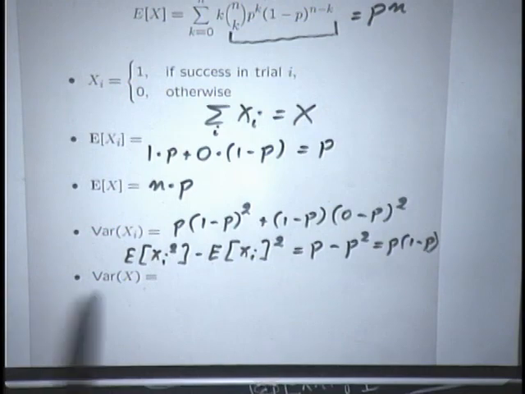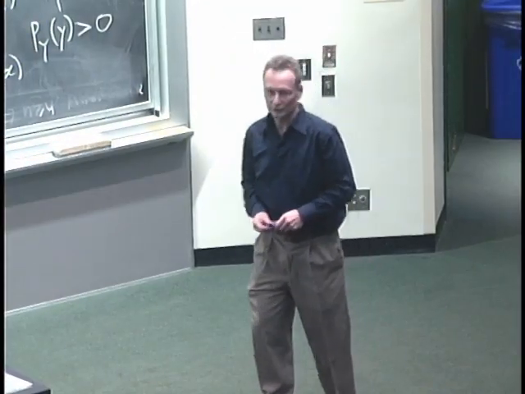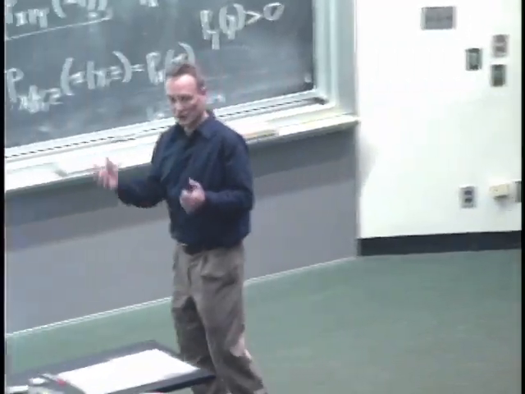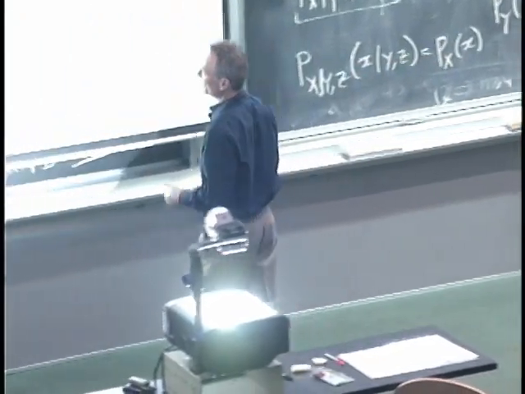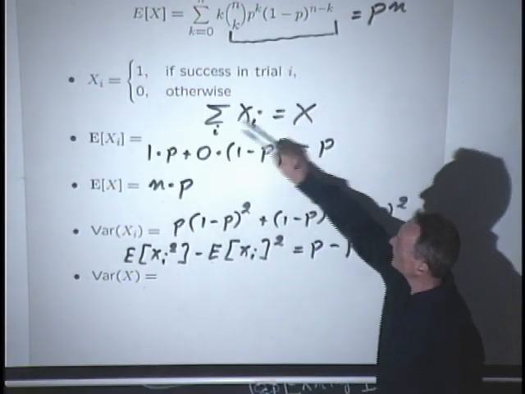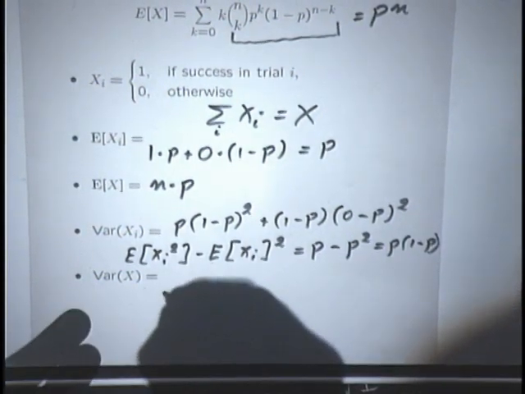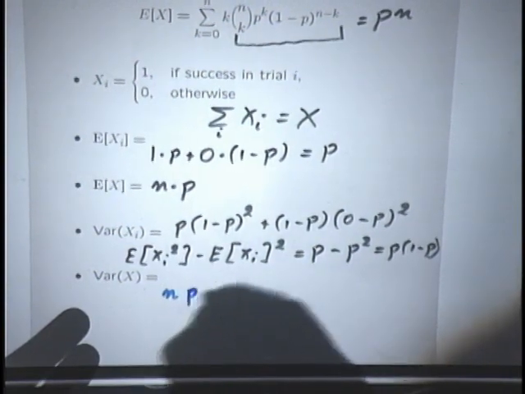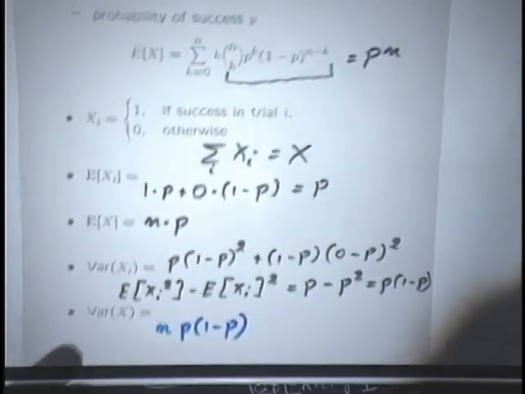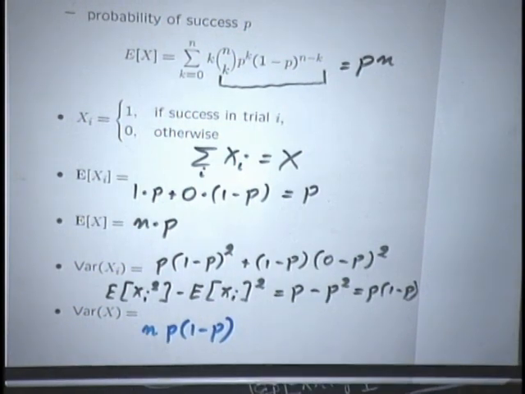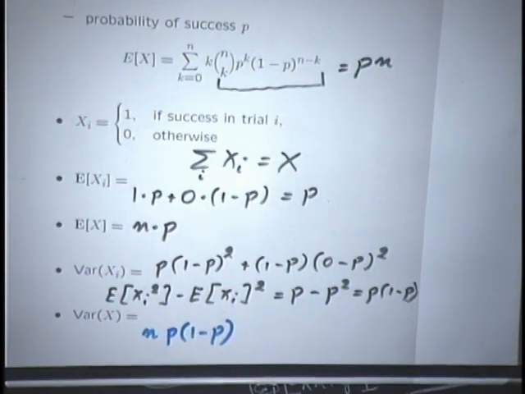Finally, are we in business? Can we calculate the variance of the random variable x as well? Well, we have the rule that for independent random variables, the variance of the sum is the sum of the variances. So to find the variance of x, we just need to add the variances of the xi's. We have n xi's, and each one of them has variance p times (1 minus p), and we are done. So this way, we have calculated both the mean and the variance of the binomial random variable.